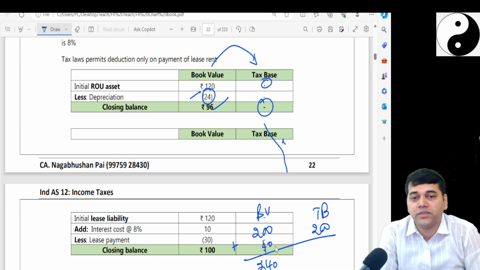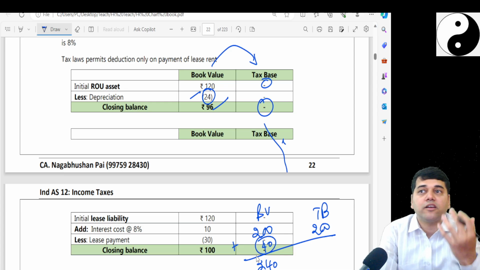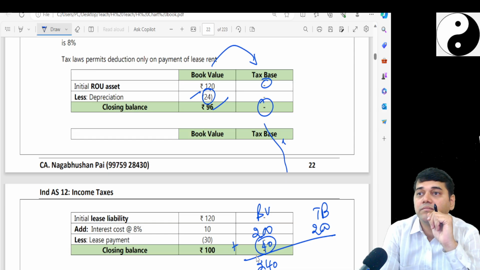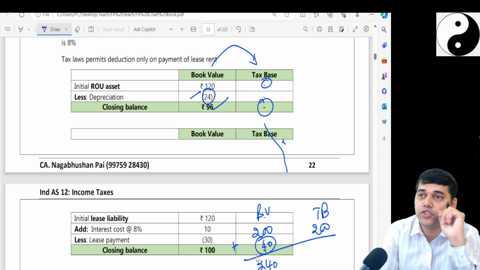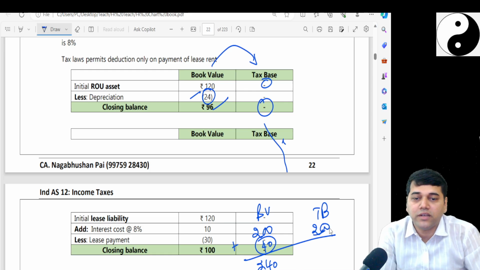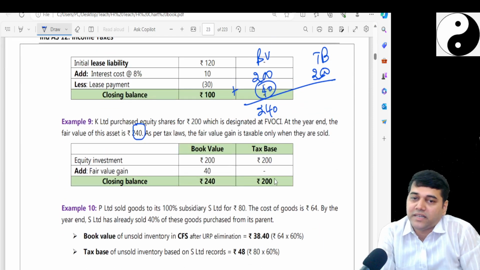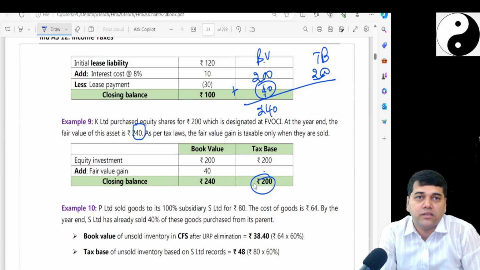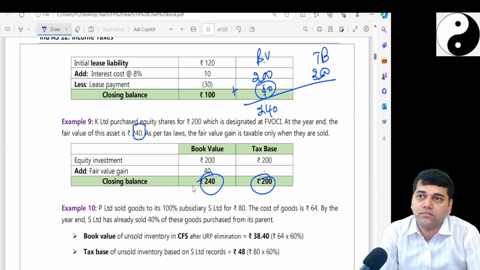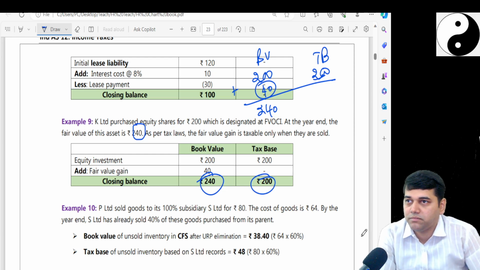Now the question comes: when you have added it and recognized one income, did the income tax department also tax it? No. What did they say? Not now, in future when you sell this. That means you literally reversed this. They didn't recognize it. So at the end of the year, the tax base will remain 200 only, but the book value becomes 240. Are you clear? Perfect.